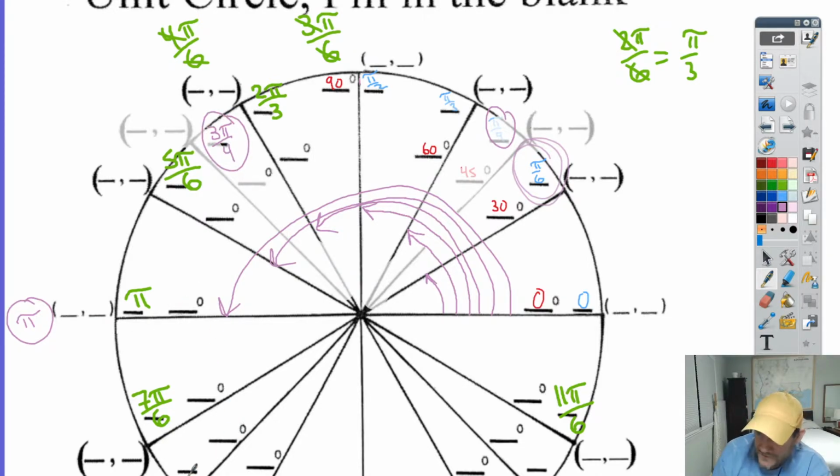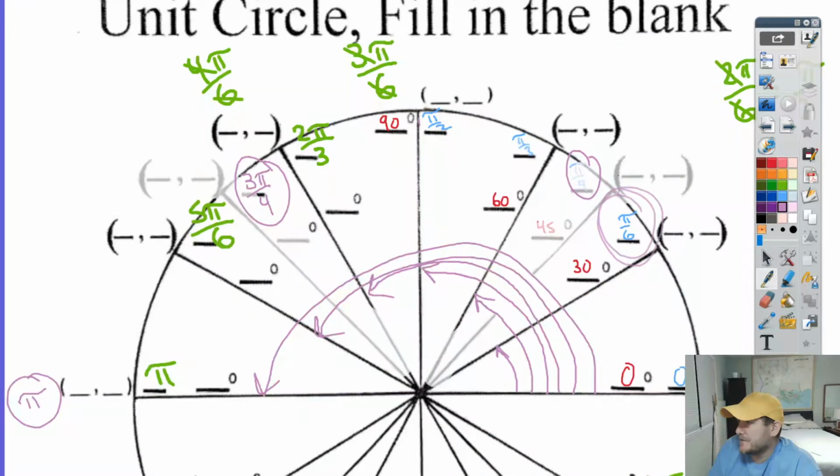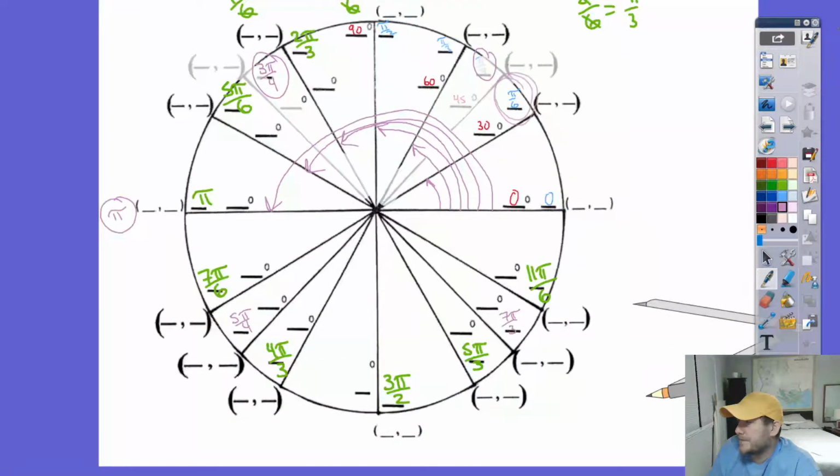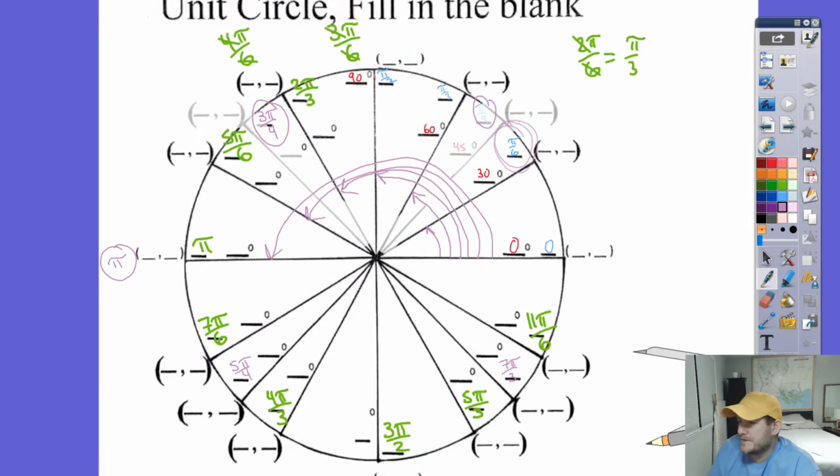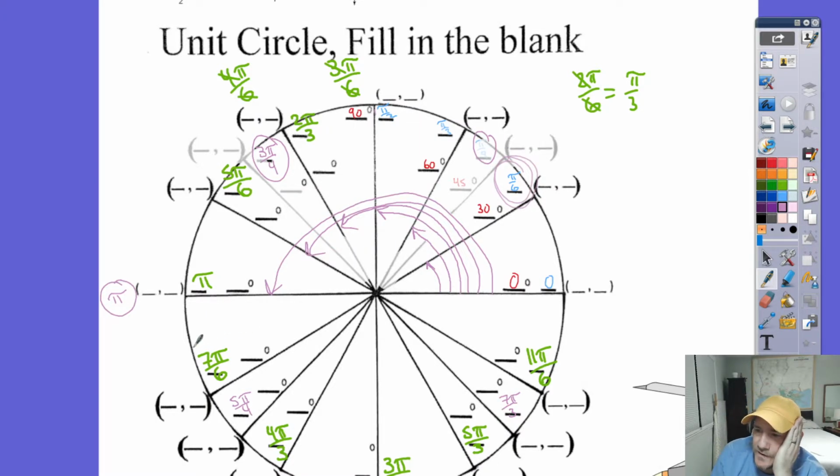Then 4 pi over 4, so this must be 5 pi over 4. Then 6 pi over 4, so this guy must be 7 pi over 4. But now you've finally done it. You've labeled every single angle in terms of pi. That's not hugely useful. What's useful is making sure that you know all this off the top of your head. You better feel pretty comfortable now just knowing.